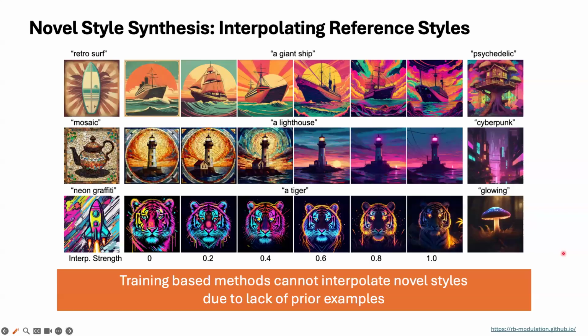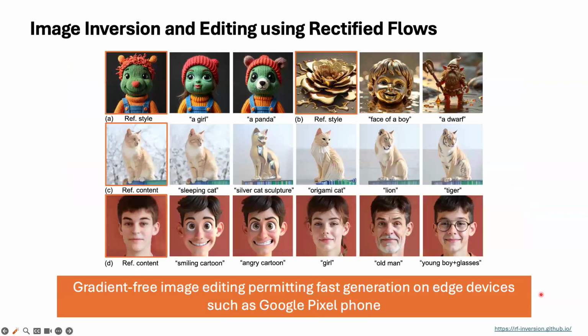We are also able to generate novel styles. For example, this is a neon graffiti style image, and this is a glowing style image. You're asked to, say, generate a tiger that combines these styles, that interpolates between these styles. So this is a style which doesn't exist in any training data set, but we are able to generate these kinds of new styles as well. These are a few examples of the kinds of things we've been able to do with RB modulation.